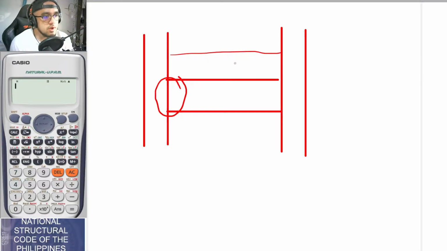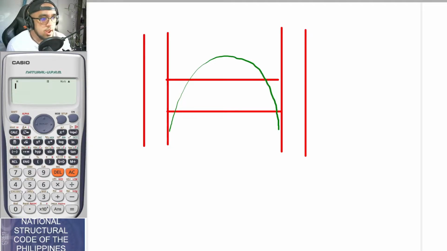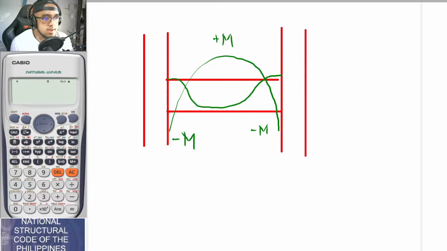And if we are to draw its moment diagram, it would now look like this. So its moment diagram would approximately look like this. And with that, guys, we have a negative moment here, a positive moment here, and a negative moment here. So what this indicates is that for its manner of bending, it would now look like this. So you have a negative bending, you have a positive bending, and you have a negative bending. Once again, guys, this is just an exaggeration for you to see it clearly.